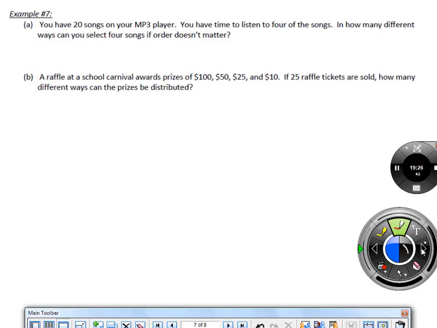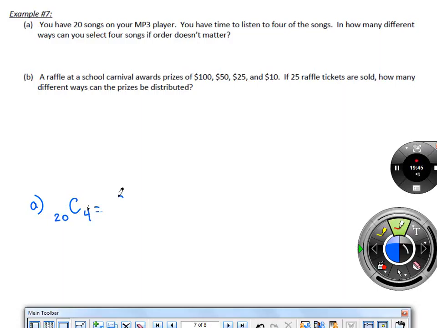Good. Okay, a combination, because song 1, 2, 3, 4 is the same as song 4, 3, 2, 1. It's the same 4 songs. I don't care about the order. So in the first problem, I would do a combination. There are 20 songs, and I'm picking 4.